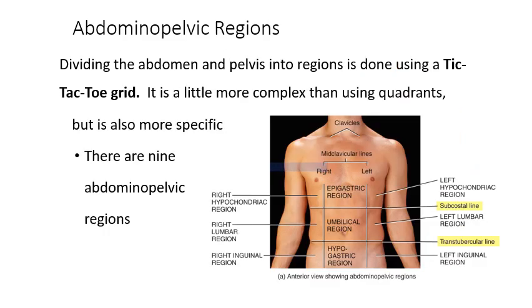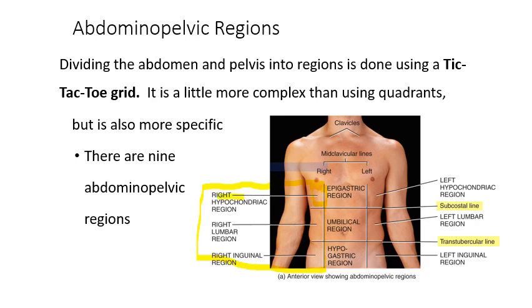If we're being a little bit more specific and we want to look at 9 different abdominal pelvic regions, then we're going to use more of a tic-tac-toe style grid, where we're going to separate this abdominal pelvic area into 9 different regions. So we're going to have 3 regions on the right side of the body, and then 3 regions on the left side of the body. So we'll start by describing the right side of the body here, and then there will be 3 in the middle. So this top corner up here, top right corner, is your right hypochondriac region.